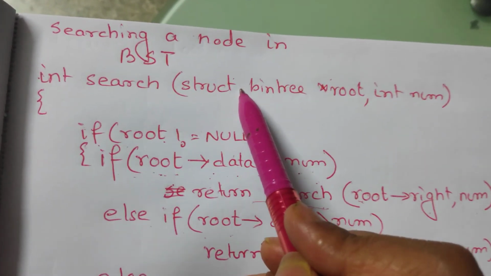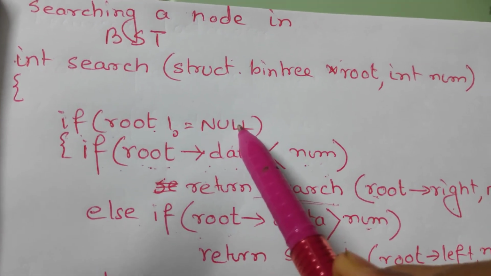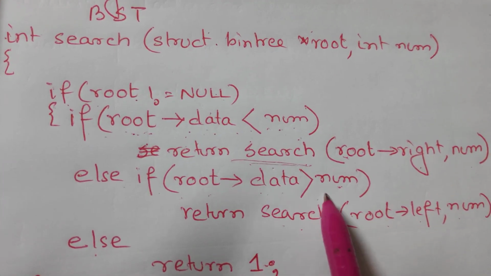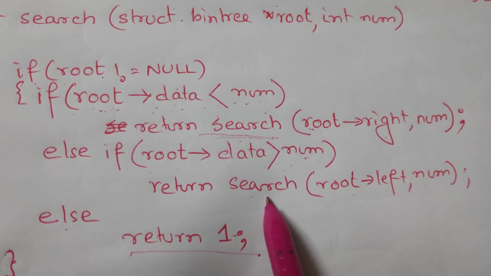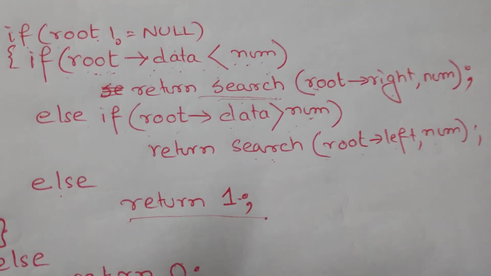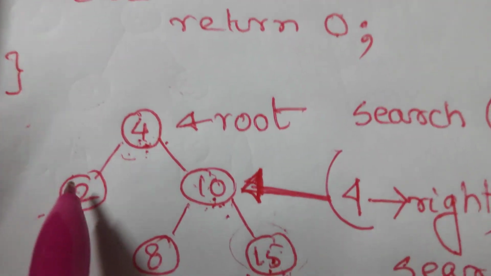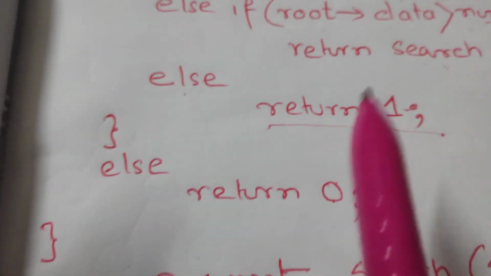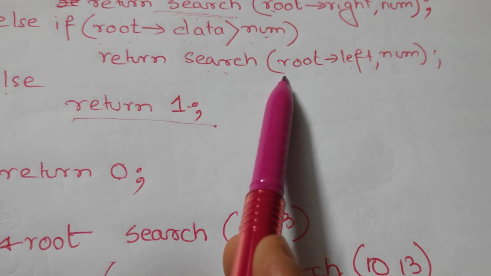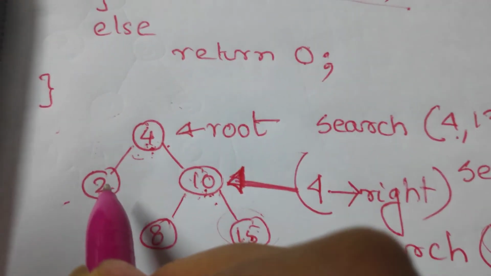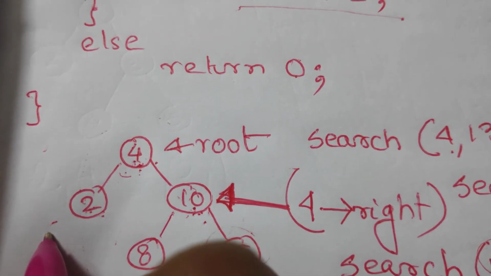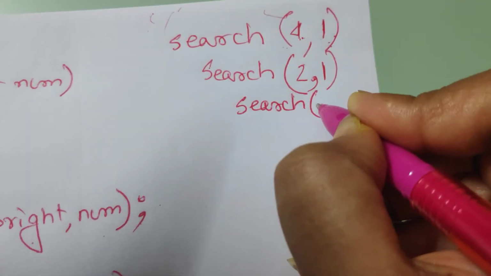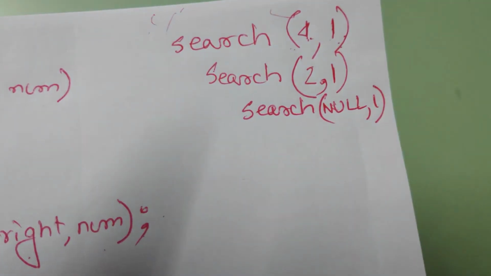So again the function starts. Root not equals to null is true. Root data less than the number is false. Root data greater than the number is true. So again the search is getting called with root left. Now let us see what is happening. We are at this 2. Now 2 is greater than 1. So we are calling the search function with root left. Now what is root left? What is 2 left? Null. So that is why now we are calling the search function with null and the number 1.